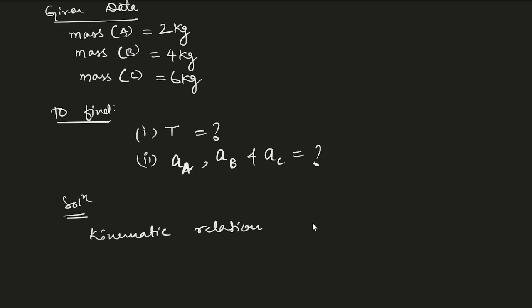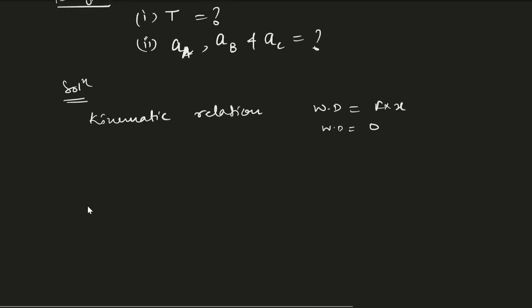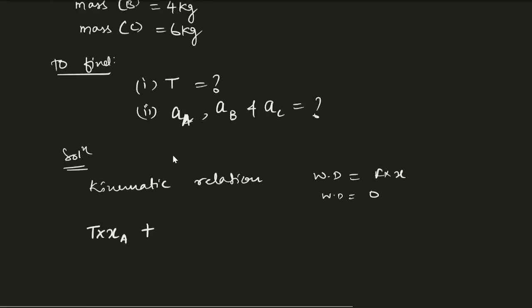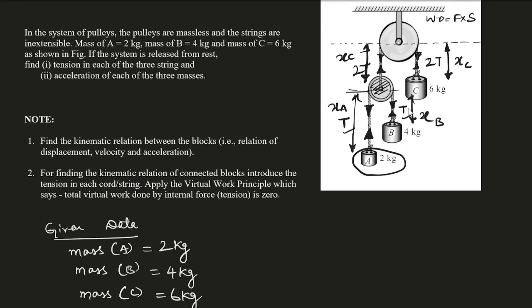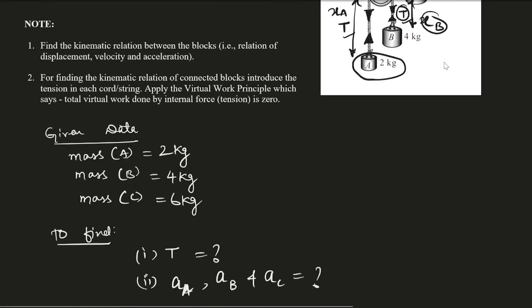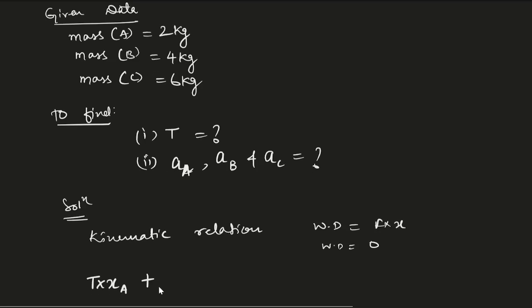By that, work done is equal to force into displacement. I'm taking the displacement here as x, so it states that the work done by the tension is 0. Okay, so we have to frame the equation. That means the work done by block A will be equal to T into x suffix A, plus we have the work done by block B as well, tension into xB, and similarly tension into xC. So these are the work done by block B and block C, and we have to add them up.